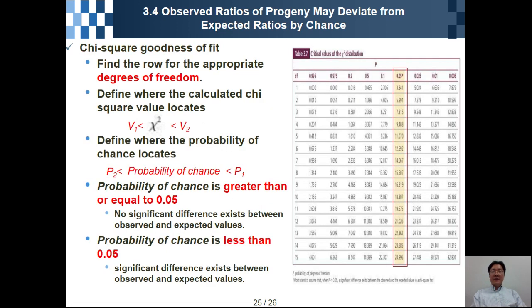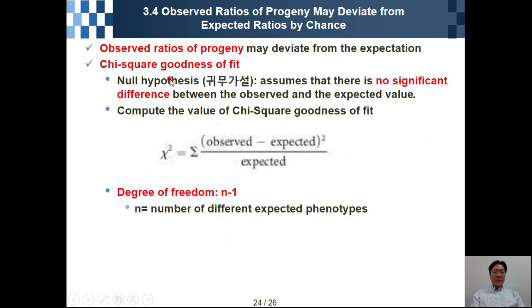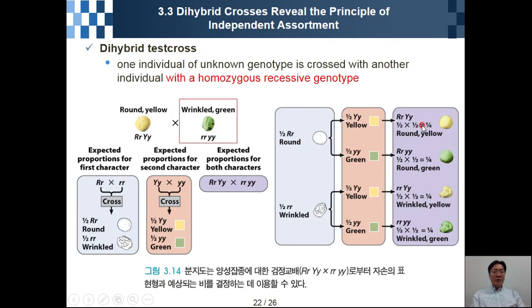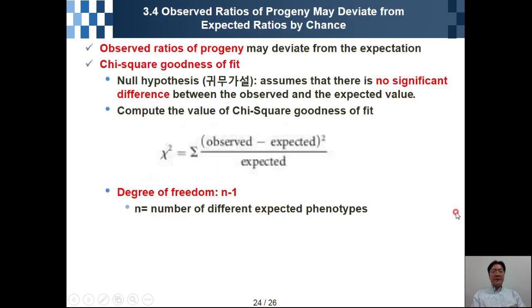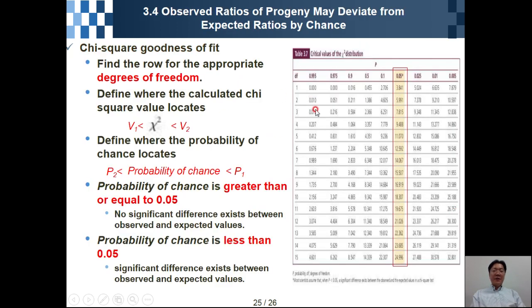Next, I will explain the procedure to calculate the chi-square goodness of fit. First, find the row for the appropriate degree of freedom. In this case, what is the degree of freedom? There are 4 categories: 1, 2, 3, 4, and 4 minus 1 is 3, isn't it? So in this case the degree of freedom will be 3.